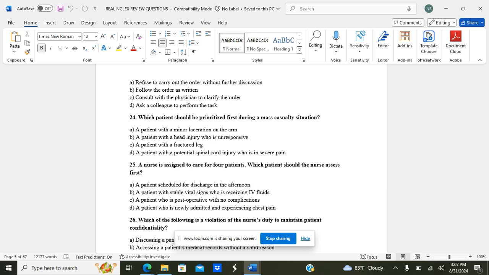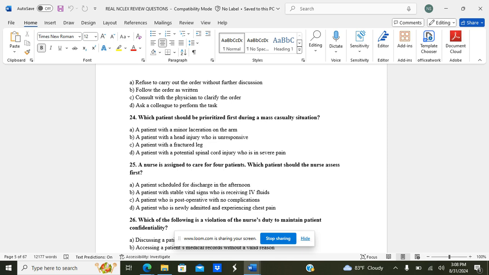This question is tricky. Trust me, very tricky. You need to pay attention. They will give you this question in your NCLEX exam. Okay? Trust me. Last question, guys. Question number 25. A nurse is assigned to care for four patients. Which patient should the nurse assess first? Priority question.